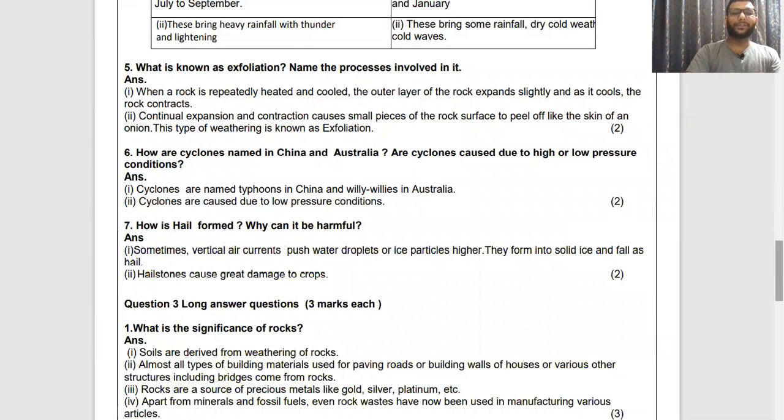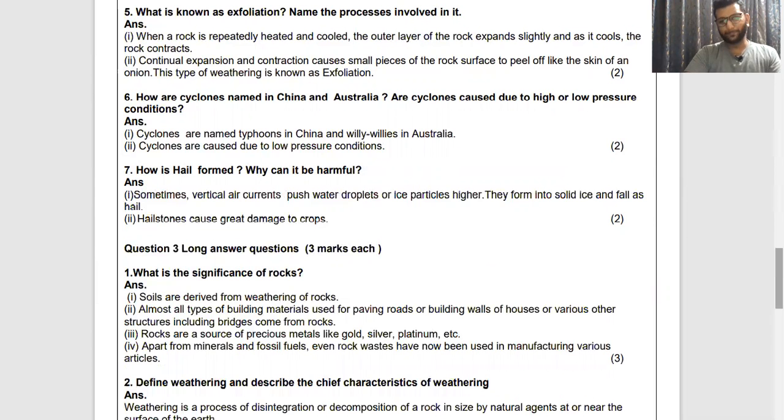How are cyclones named in China and Australia? Secondly, are cyclones caused due to high or low pressure conditions? So the answer to the first part: cyclones are named typhoons in China and Willy-Willies in Australia. Cyclones are usually caused due to low pressure conditions. Right? All right. Let's come to the next one. By the way, these 2 points are going to fetch you 2 marks indeed.